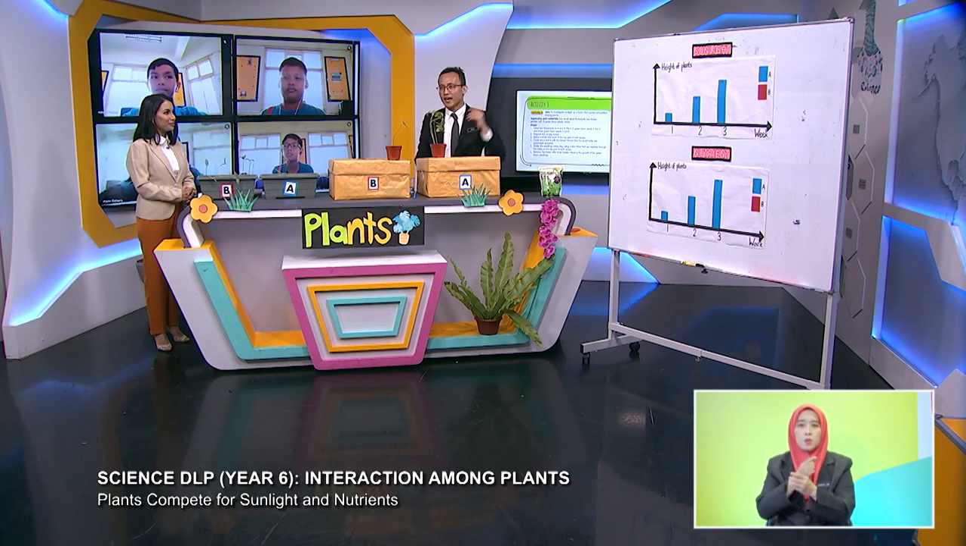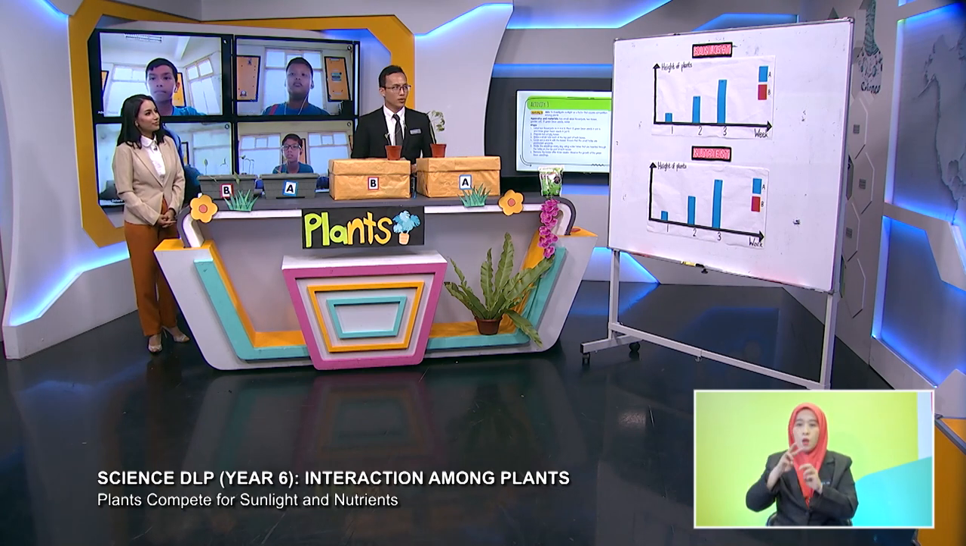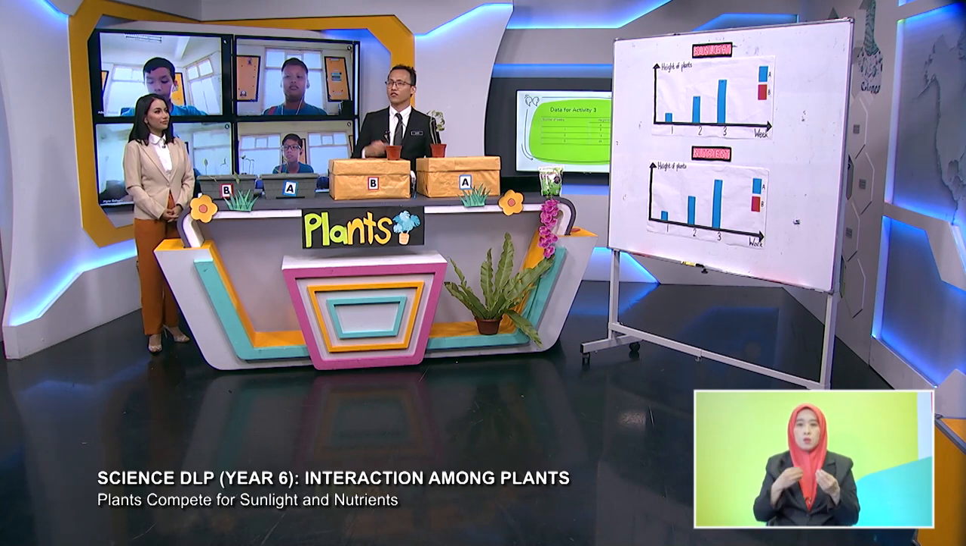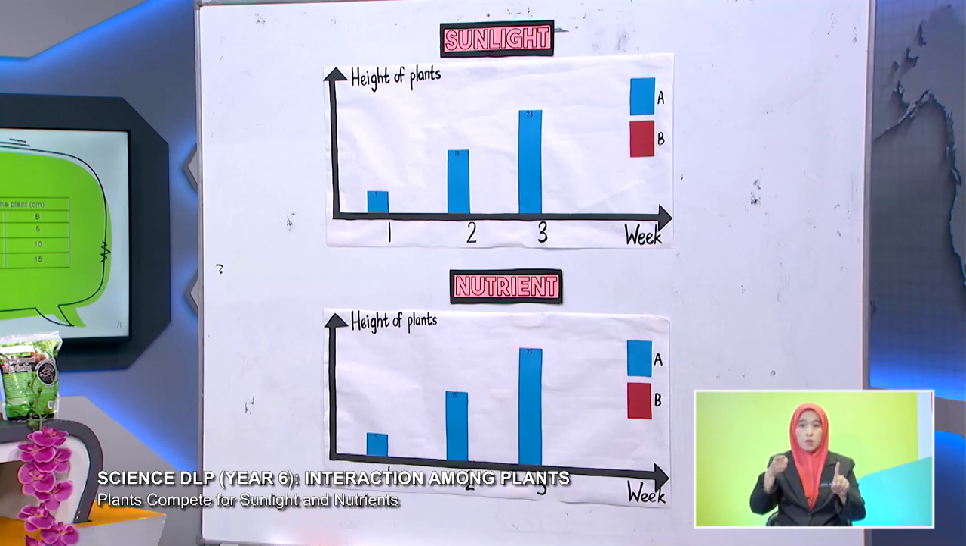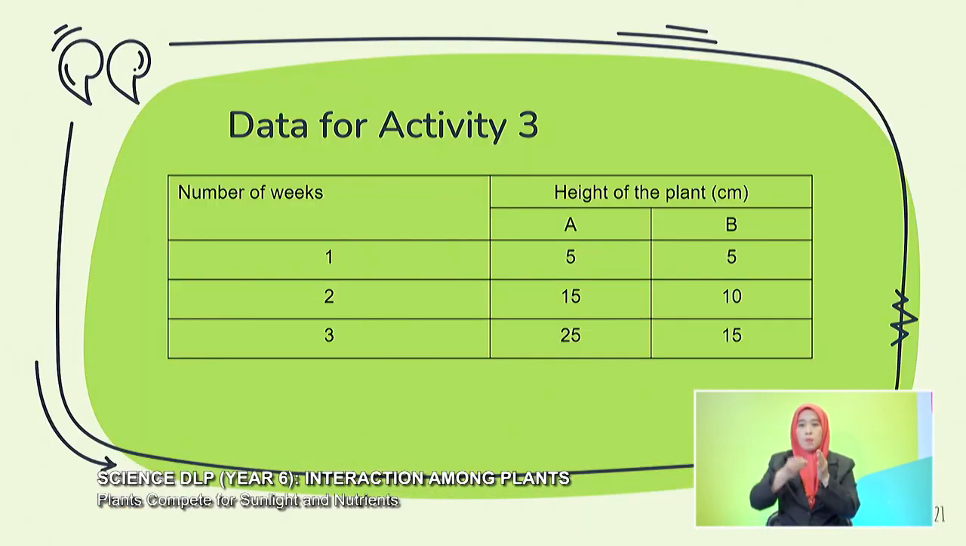Looking at our whiteboard here, I've already done this experiment and collected some data. So let's look at the data from the slide first. Number of weeks and height of the plant. The number of weeks is the manipulated variable, which means you have the power to change the time that you want to observe. For example, you can observe this plant from the first week, or the second week, or the third week. And the height of the plant is the result of this experiment.